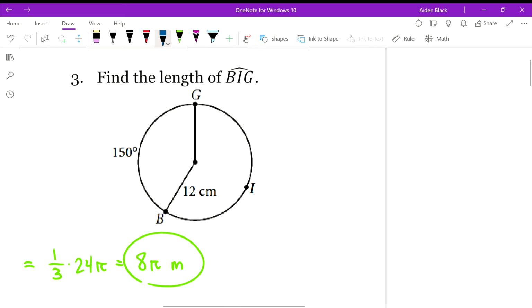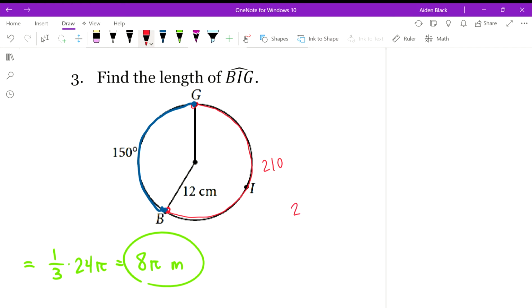Okay, finally, with question 3, we're asked to find, and be careful, it says BIG. So again, this is a major arc. You start at B, pass through I, and end at G. You'll notice that the rest of the circle is 150 degrees, which means that BIG must be the remainder of 360. So 360 minus 150 is 210.